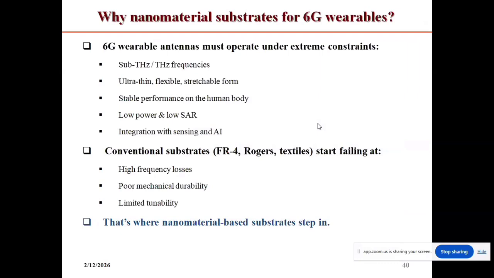So a wearable antenna should operate at high frequency for 6G applications, and most importantly should have very low SAR, that is, specific absorption rate should be very low, a very small value. That is the main requirement for the antenna for wearable applications, and it should operate at very low power. So these are the reasons for using nanomaterial for these applications. To satisfy these things, we have to use nanomaterials to achieve them.